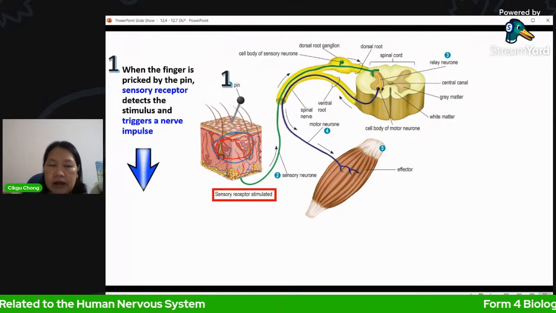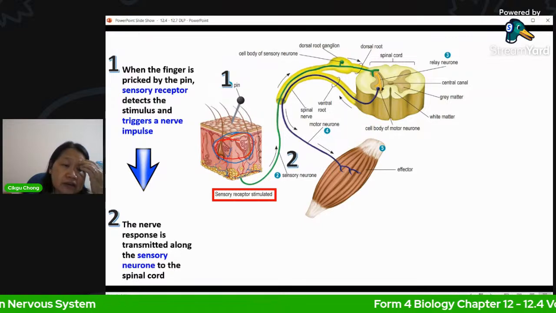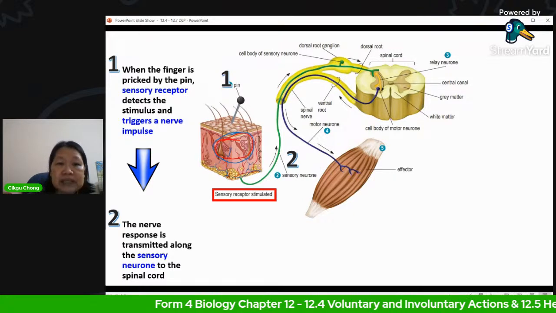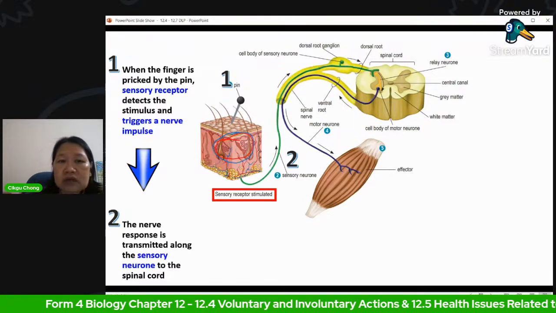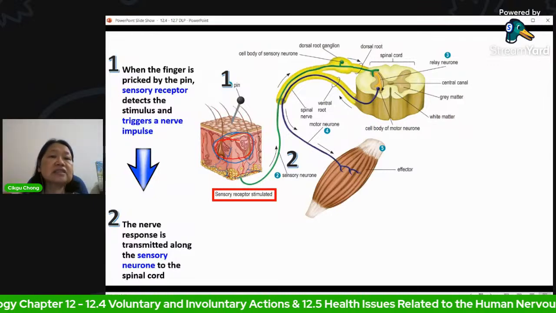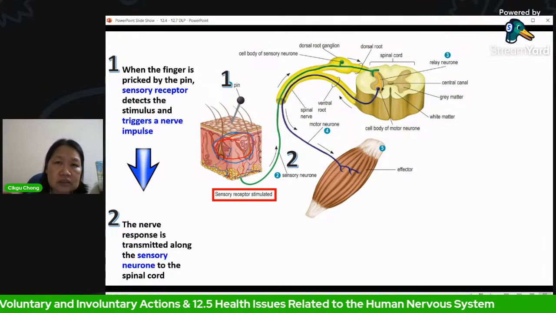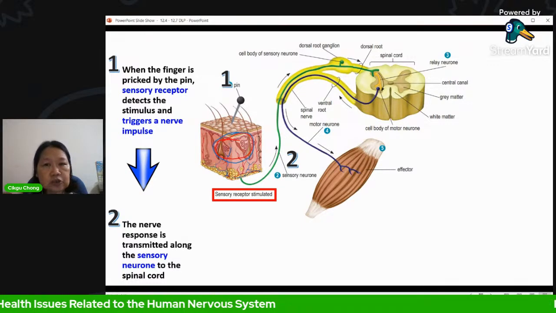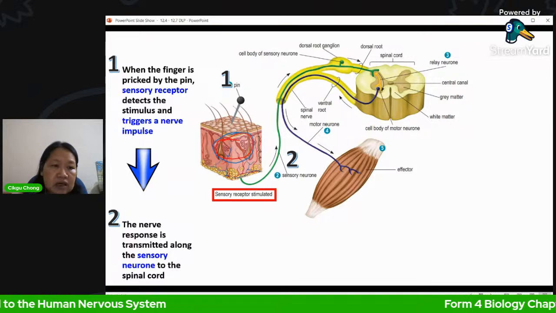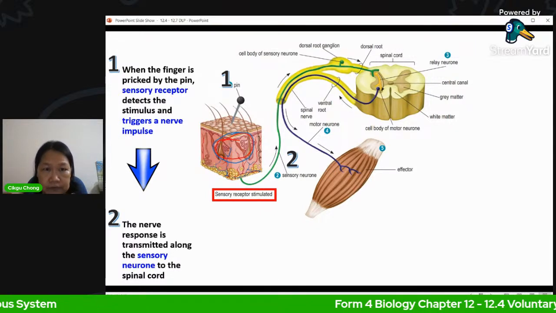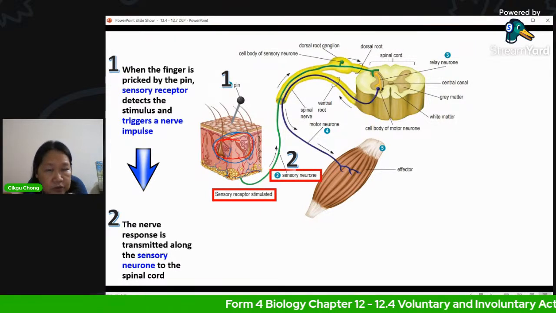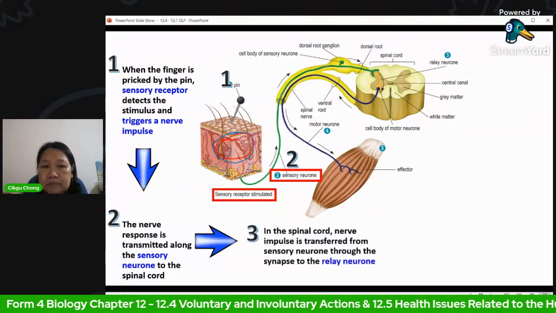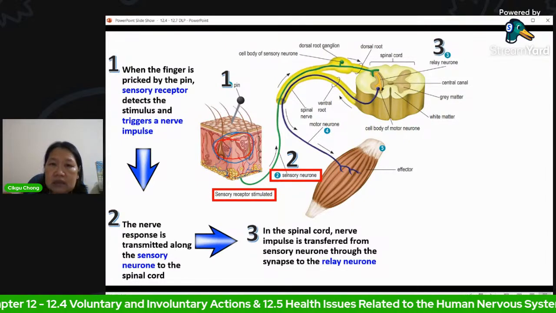Next, this nerve impulse is going to be transmitted along this green-colored thing here. This is the sensory neuron, a special nerve cell that transfers the impulse into the spinal cord. So it is transmitted along the sensory neuron to the spinal cord. You can see here the sensory neuron, number 2. Talk about it in sequence. The next one is number 3. What happens in the spinal cord?